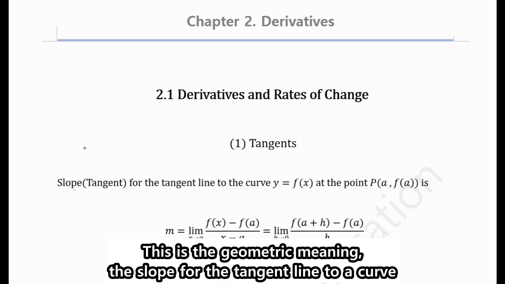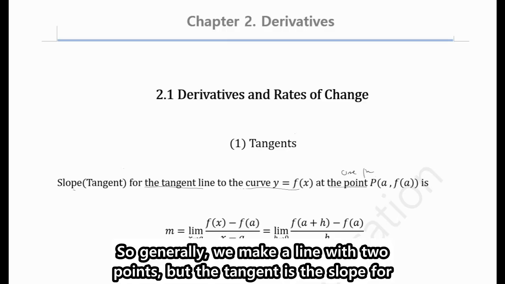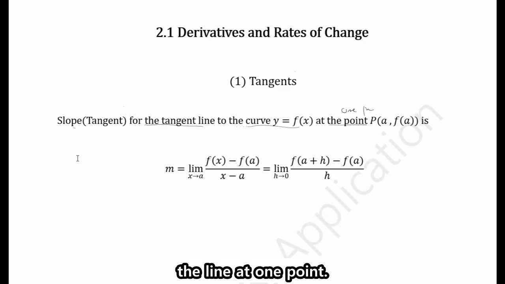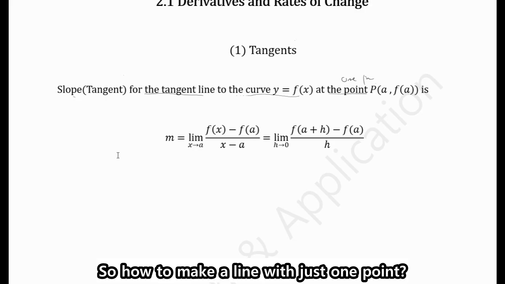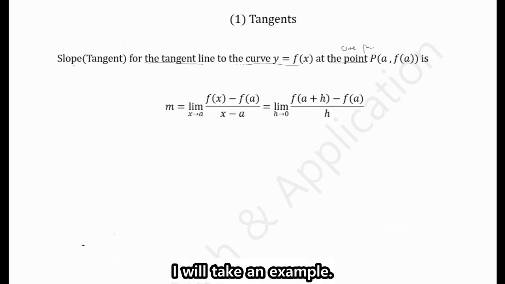The slope for the tangent line to a curve y equals f(x) at the point P, at one point. So generally we make a line with 2 points, but the tangent is the slope for the line at 1 point. So how to make a line with just 1 point? I will take an example.